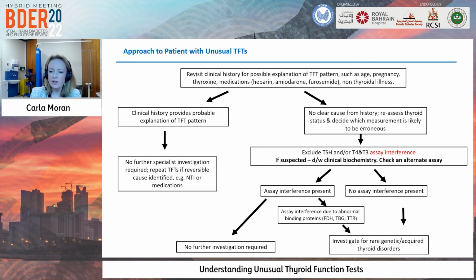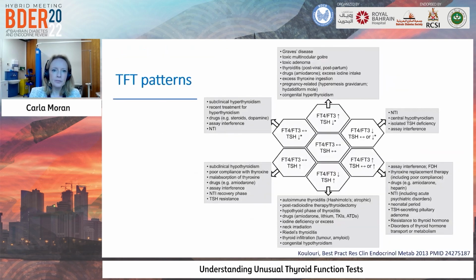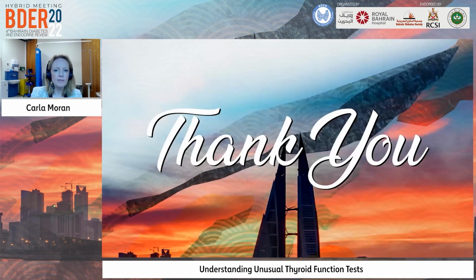If no assay interference is present, that's the time to then start thinking about investigating for rare genetic or acquired thyroid disorders, such as resistance to thyroid hormone or TSH-secreting pituitary tumor. So we've gone through all of these different TFT patterns, and this is just one slide summarizing those. And these patterns have been discussed in the article that I've mentioned at the bottom here, which is free to download, and it covers in detail an approach to a patient with funny thyroid function tests.